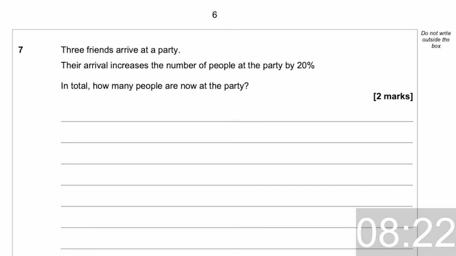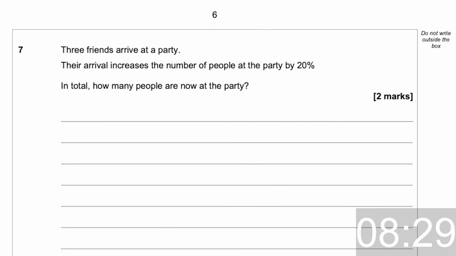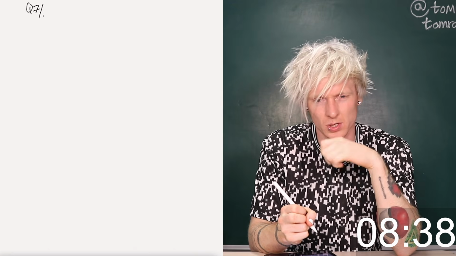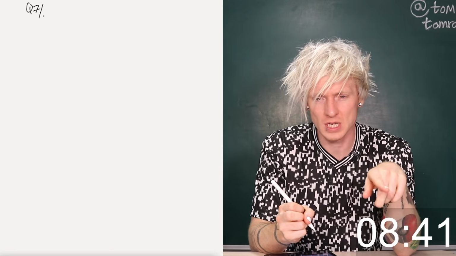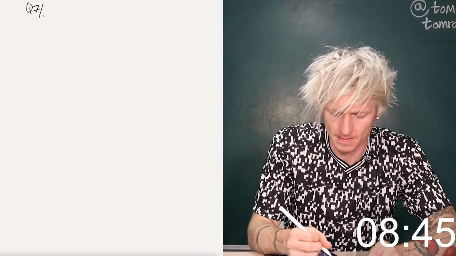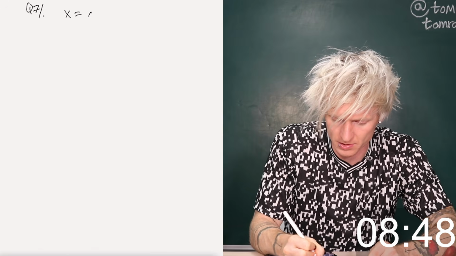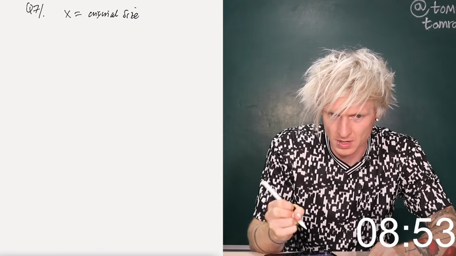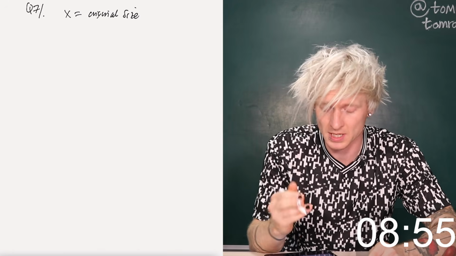All right, question 7. 3 friends arrive at a party. Okay, fun. So 3 friends are arriving. Their arrival increases the number of people at the party by 20%. Okay, so what do we know? Increases the number. So x is the unknown number of people. Okay, so x equals original size. And we know that it's going to increase that by 20%.